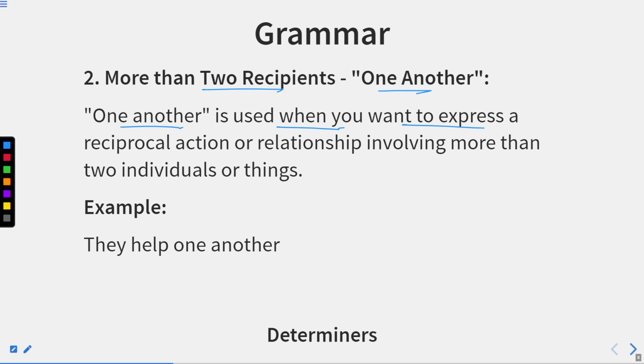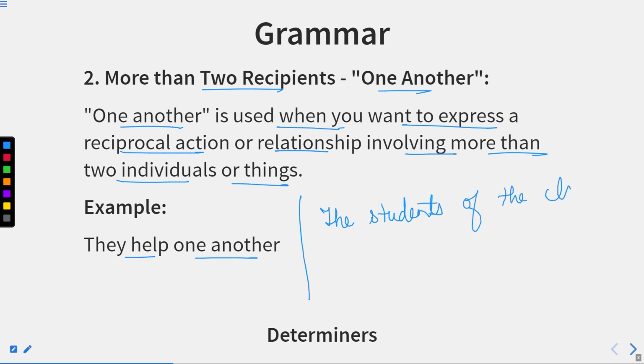One another is used when you want to express a reciprocal action or relationship involving more than two individuals or things. They help one another. Now here it refers to the fact that there are many people and they help one another. For example, the students of the class helped one another. Now let us see this sentence. The students of the class 12th helped one another.